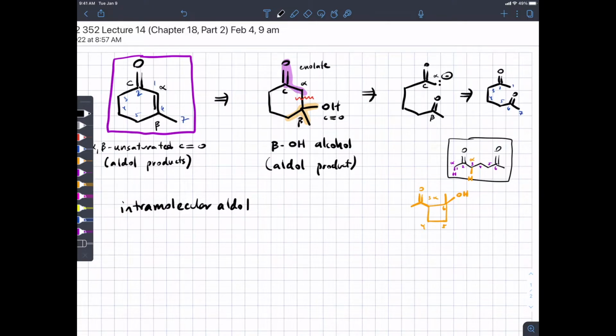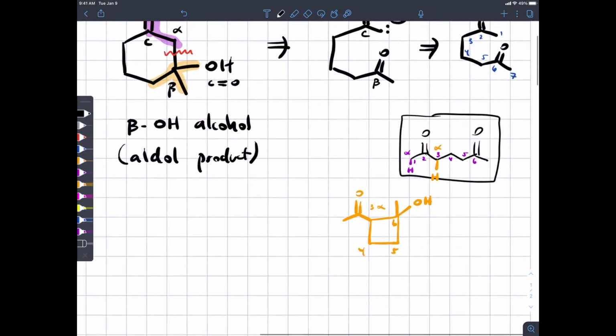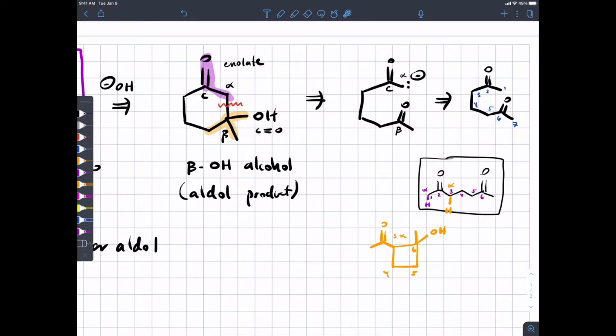Yeah? So for this one, would you want to use, what was it called, LDA? You could. It would be overkill, though, because equilibrating conditions are just fine. You could still use hydroxide. And that may be troubling because this requires you to go through the less stable enolate, right? The less substituted enolate.